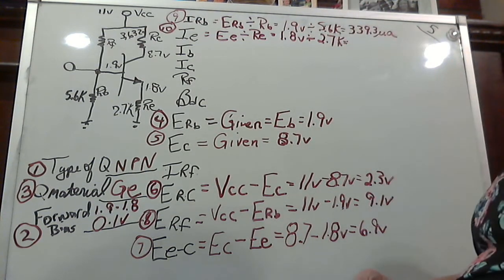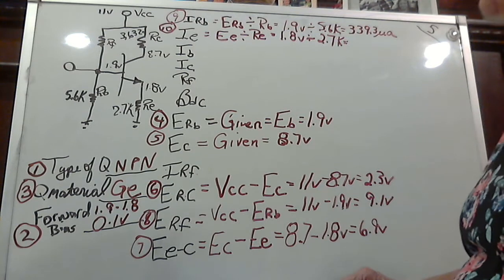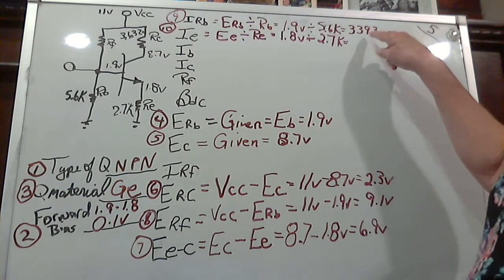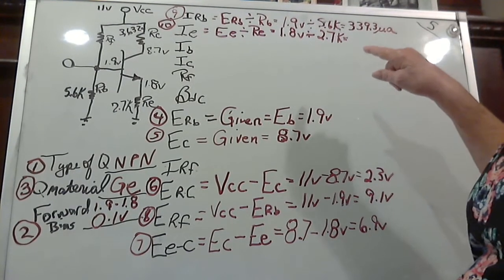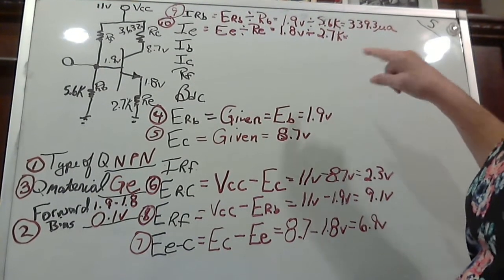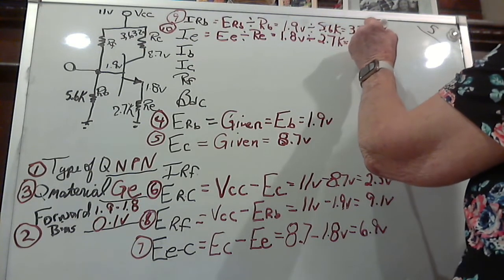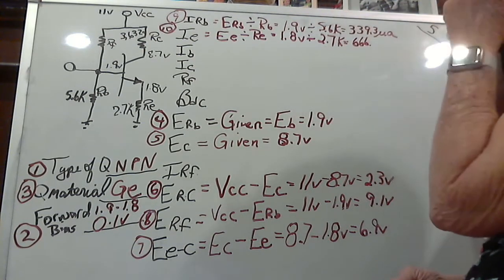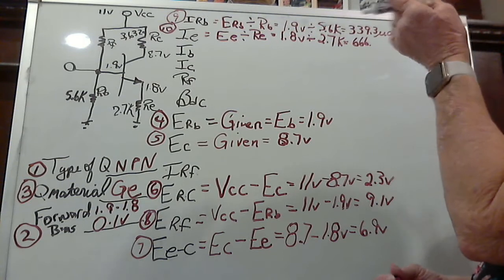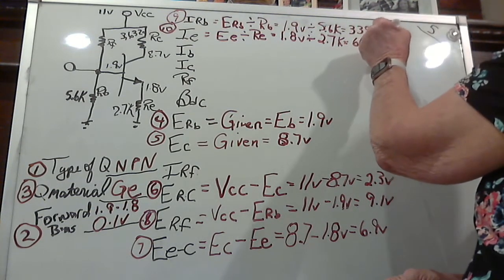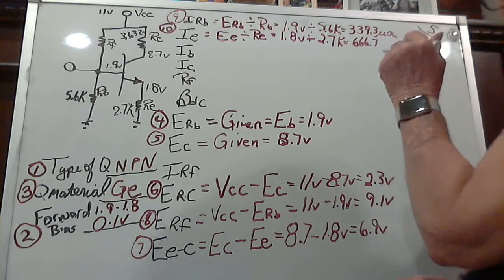And that is going to equal 339.3. Oh, what did I do? That's RB. I'm sorry. That is going to equal 666. I don't know how to multiply or divide here. It's going to be 666, so you can put it as 666.6 or 666.7, which is what I used here. And that is going to be in microamps.